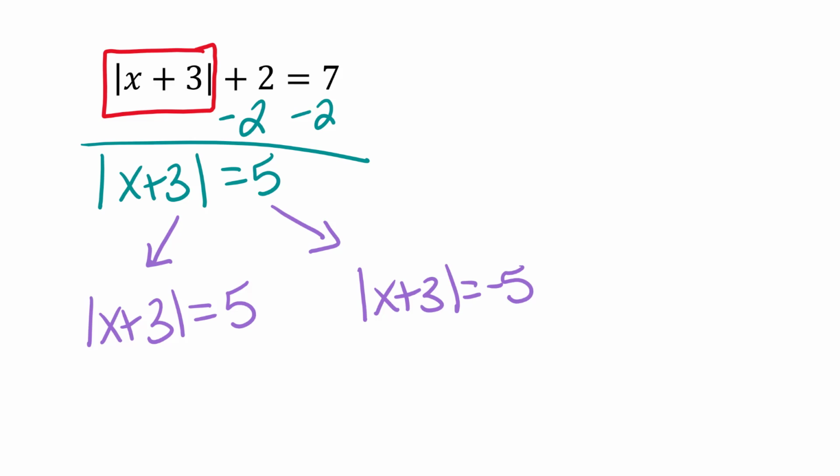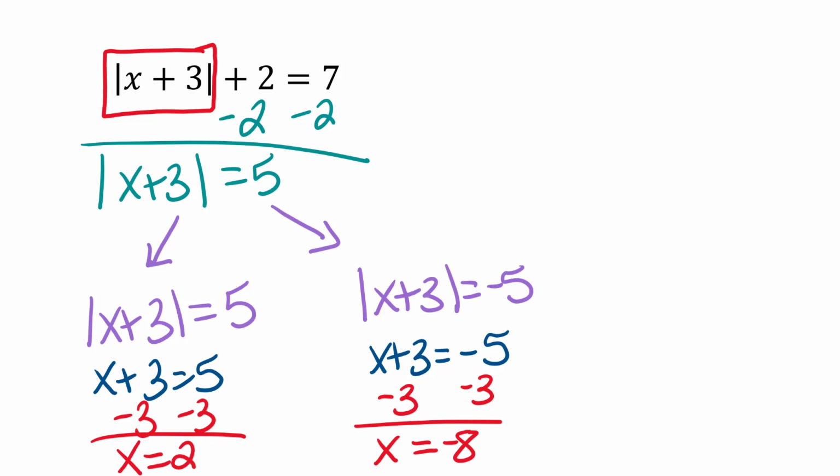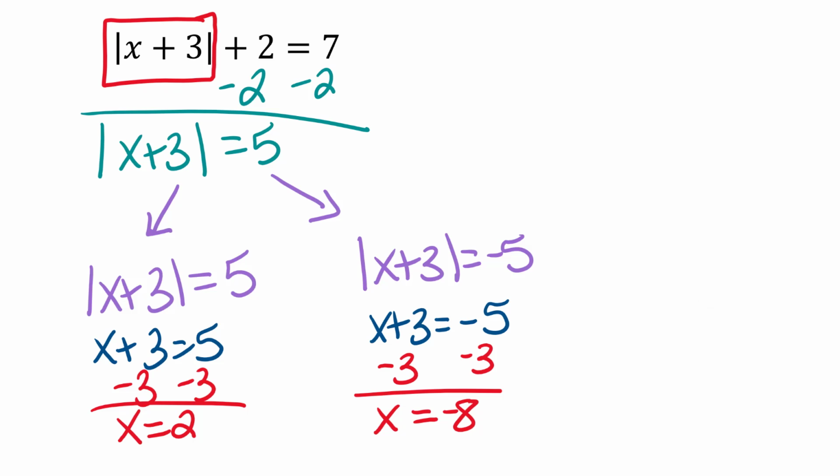Once we've hit this part, we can actually get rid of those bars, so we just have x plus 3 equals 5 and x plus 3 equals negative 5. And we're going to solve like normal. So we'll subtract 3 from both sides in both equations, and we end up with x equals 2 and x equals negative 8. But we can also check this. So let's actually check these 2 answers and make sure that they actually work. I'm going to plug them back into my original equation and see what happens.